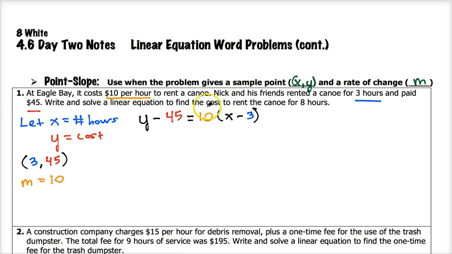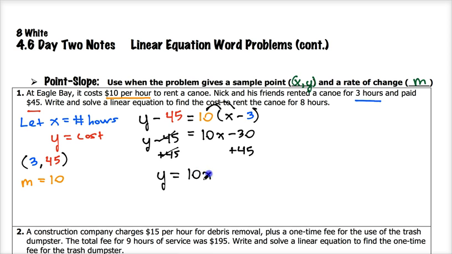and then I'll change this to slope-intercept form, which we know how to do. We can distribute our 10 to get 10x minus 30, and then we can add 45 to both sides, and so we get y equals 10x plus 15 is our equation.